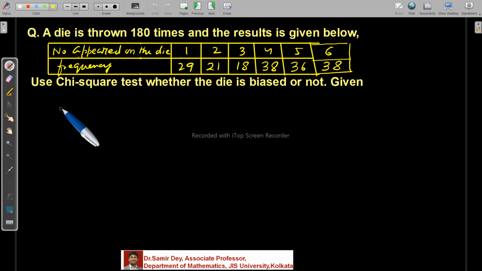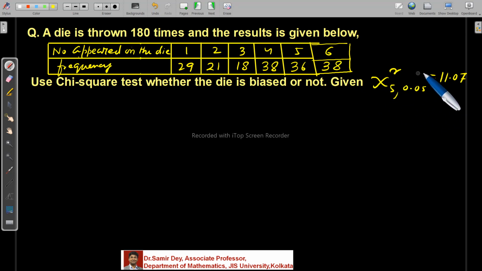So here it is given chi-square test. So in this problem, you have to solve this problem by chi-square test. What is our objective? Our objective is to test, by using chi-square, whether the die is biased or not. That is very important. The die is biased or not.